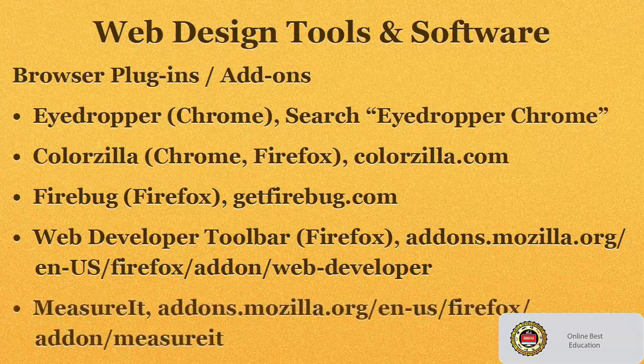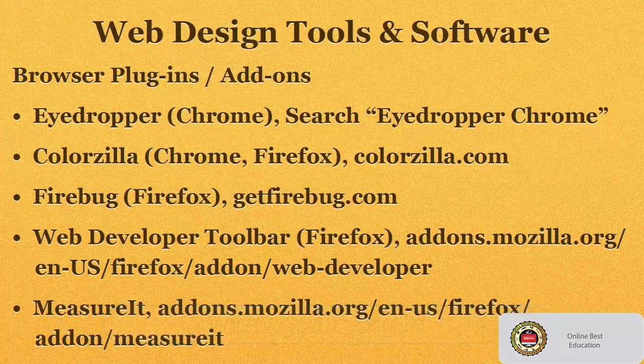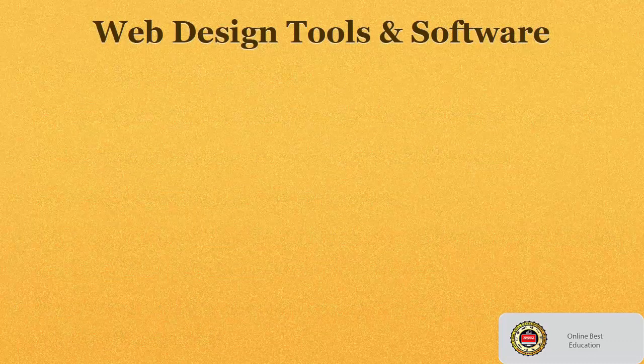Oh, and there's one more that I want to mention here, Measure It, or Measure IT. addons.mozilla.org, and then there's the rest of the URL. I won't bother reading it all off. But this guy allows us to, it's almost like a ruler. We can measure widths, measure the heights of objects inside of our web pages. Very, very handy. So in any regard, there you go. There's your browser plugins. And there's a look at some specific tools and software that you'll definitely want to check out in the world of web design.